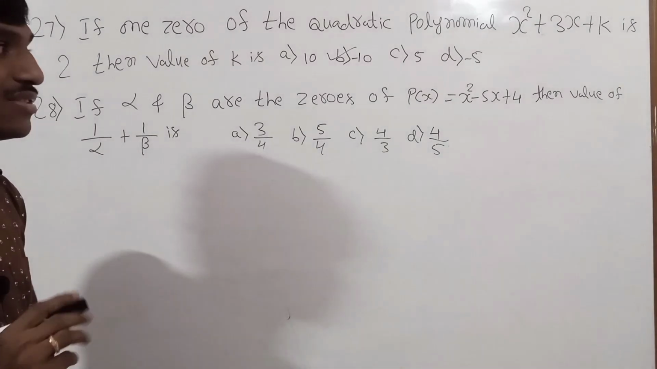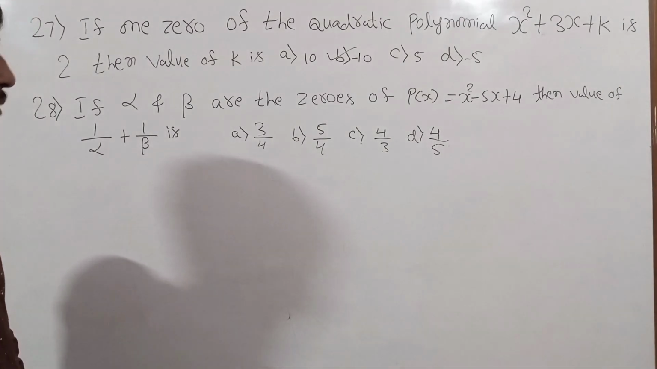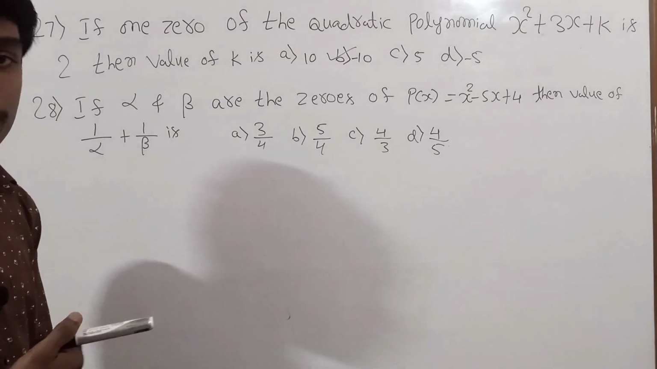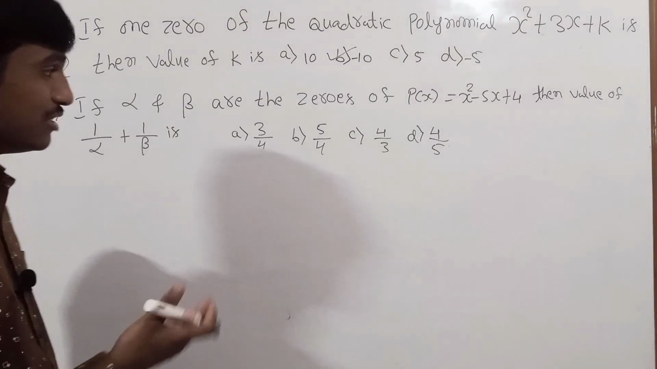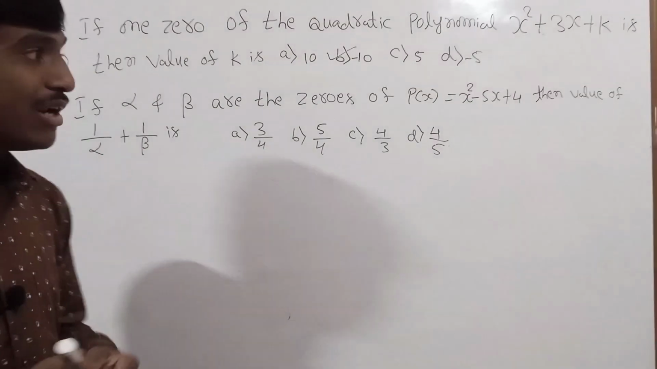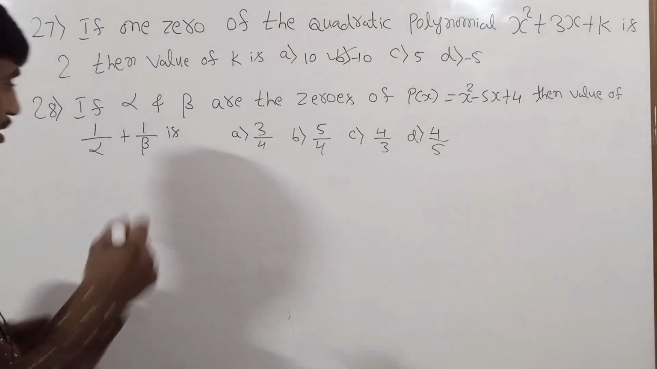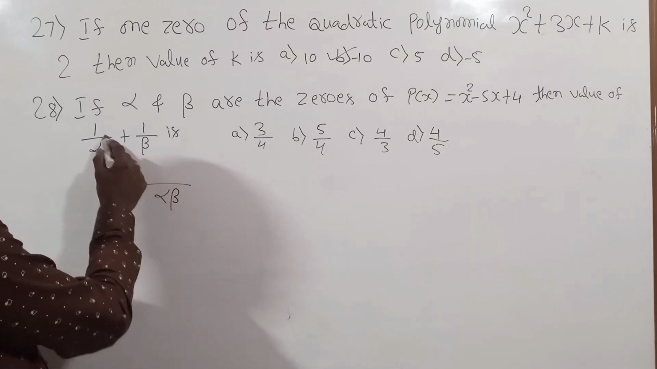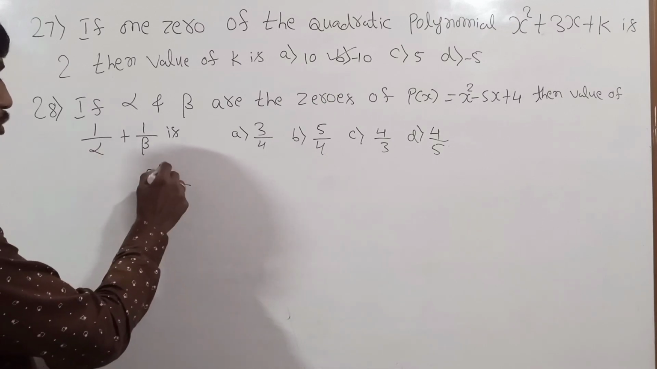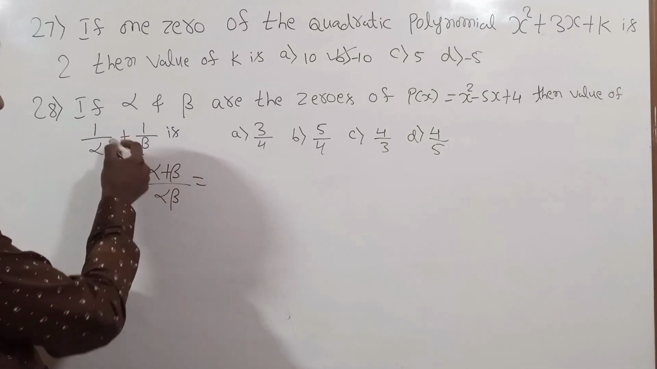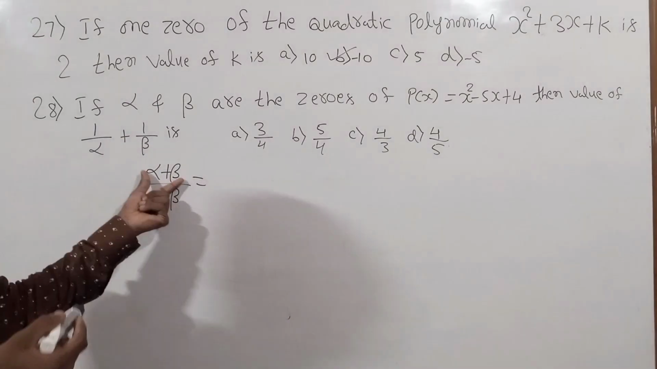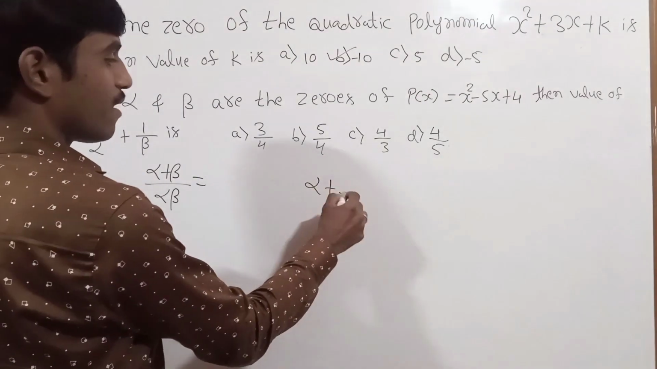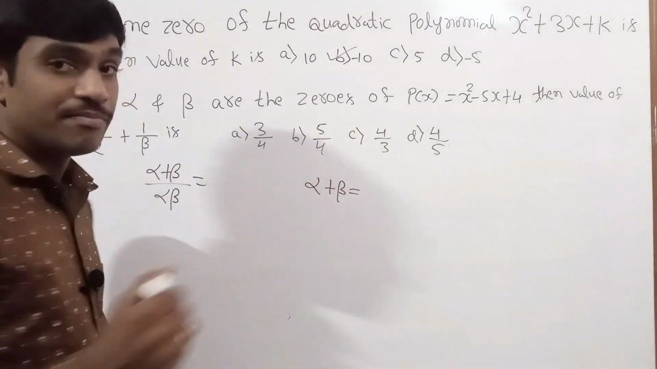So one method is that you can use the concept of finding the zeros, if possible. If it's not possible, in all the cases we take the LCM here, that is alpha beta is the LCM, and in the numerator we get beta plus alpha or alpha plus beta, both are the same. So basically 1 by alpha plus 1 by beta is alpha plus beta by alpha beta. Now what is alpha plus beta? It is the sum of the roots, that is minus b by a.